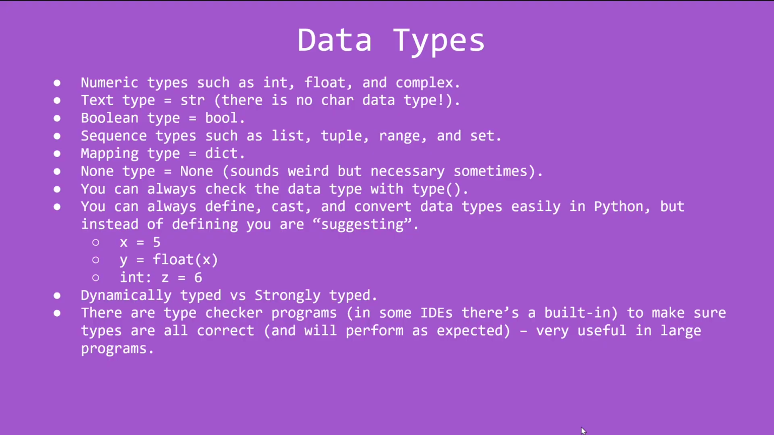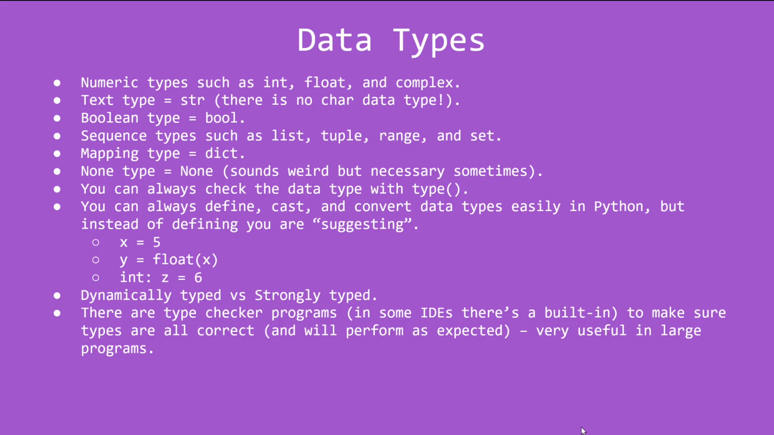Now, what kind of data types are there in Python? Well, you've got numeric ones like integer, float, complex. The only real text one is string. There is actually no character data type in Python. You've got Boolean, bool. But you've also got some sequence types: list, tuple, range, and set. You've got a mapping type, dictionary. None type, believe it or not, that actually is necessary sometimes. You can also always check the data type with the type function.